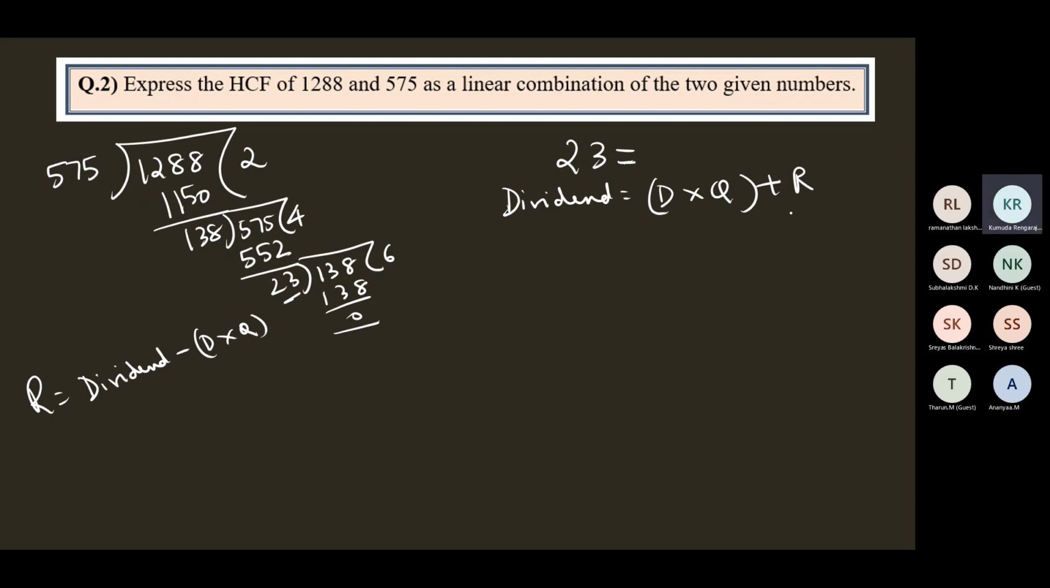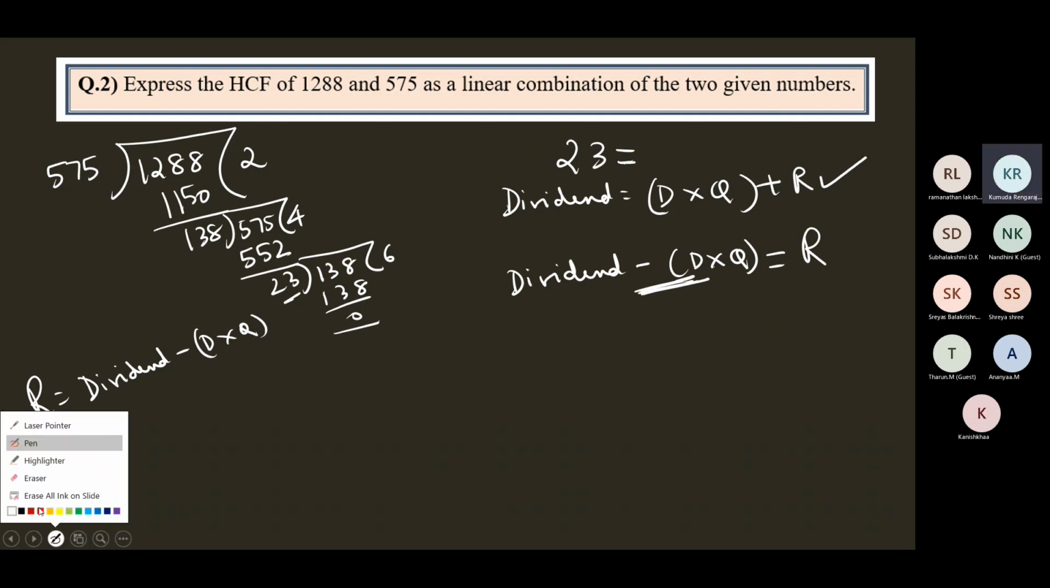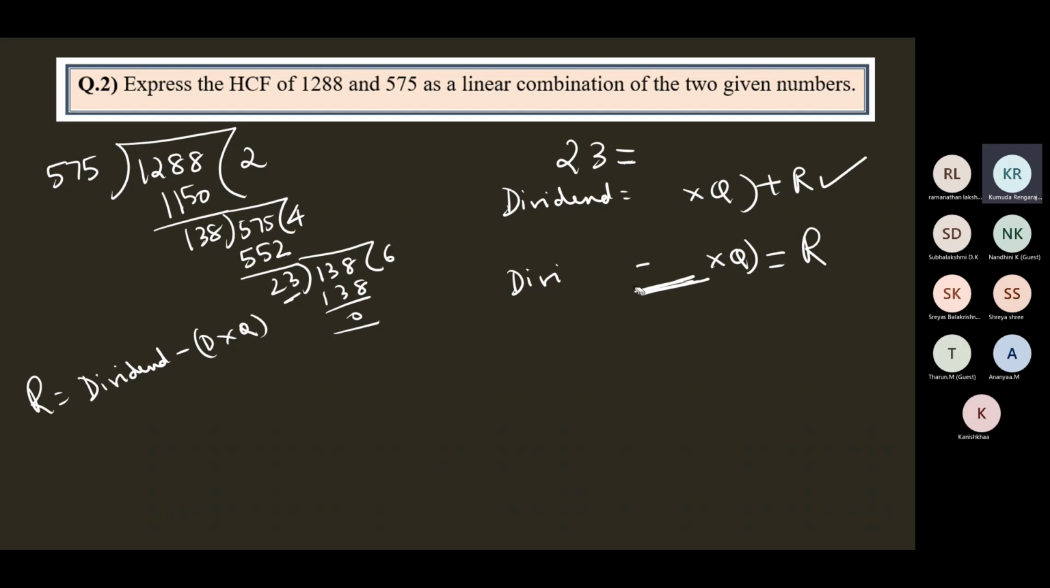So now the HCF is the remainder actually. So what is the remainder equal to? Dividend minus divisor into quotient. This is the division algorithm. Dividend is equal to divisor into quotient plus the remainder. So the remainder is equal to dividend minus divisor into quotient. So we are going to use this because the HCF 23 is the remainder.